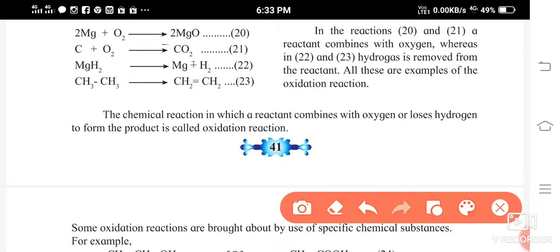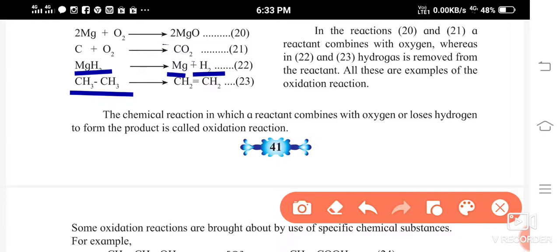Now let us consider the next two equations. Here you can see magnesium hydride, MgH2, decomposed into magnesium plus hydrogen. What happened? This MgH2 lost hydrogen, isn't it? Now see, CH3, that is C2H6, isn't it? So it is ethane.